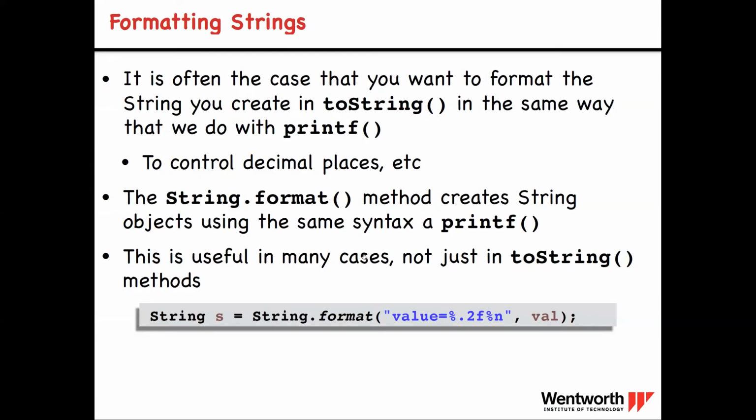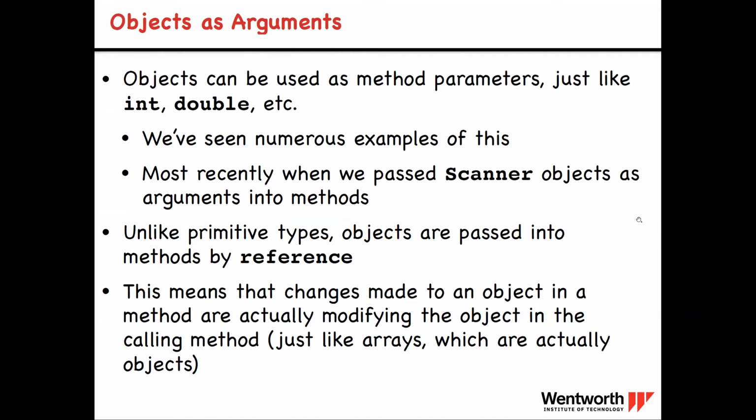All right, so back over to our presentation. I want to talk a little bit about objects as arguments. We create methods with parameters: ints, doubles, booleans, chars, whatever we need. We've seen lots of examples of that. And you can create objects that are parameters as well, like a scanner or an array or a rectangle.